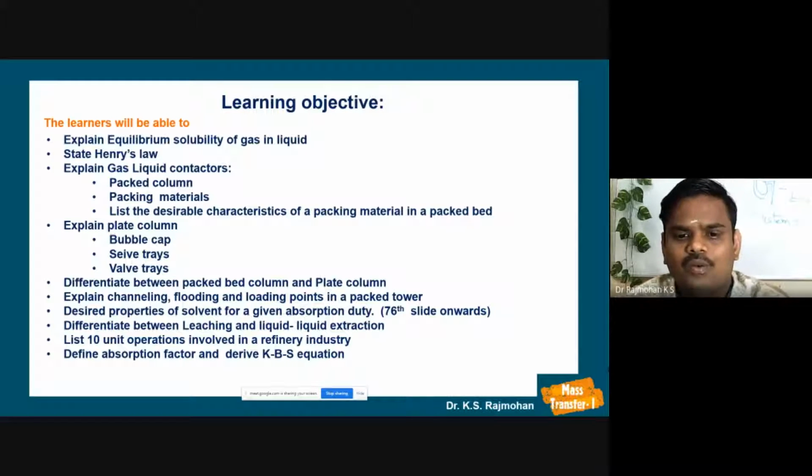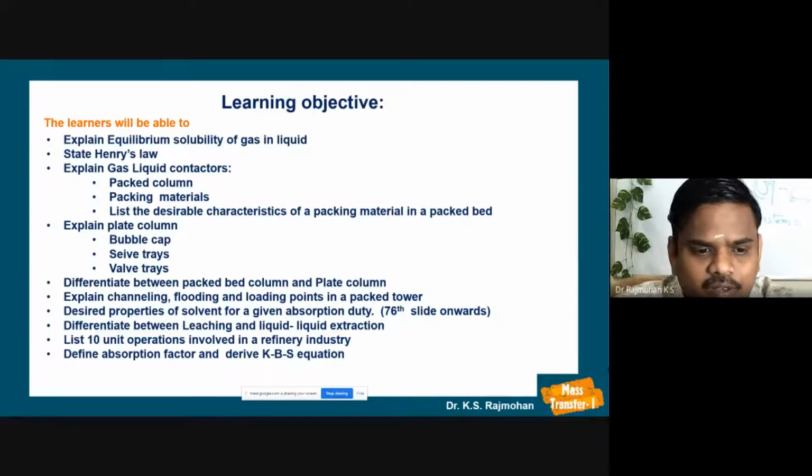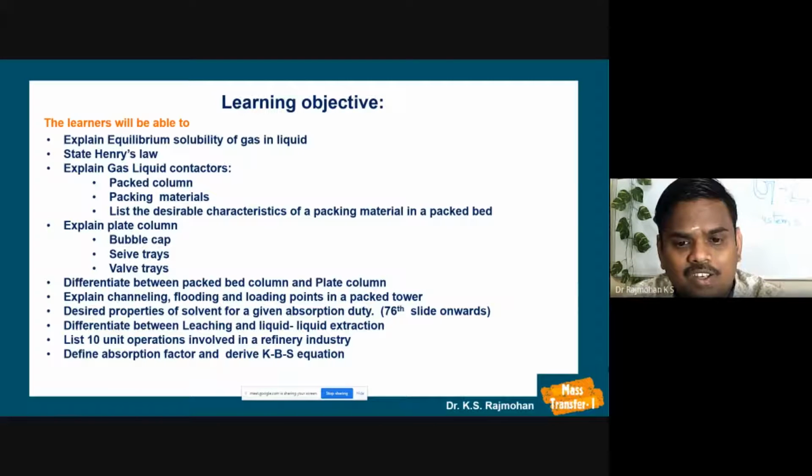Okay, and one should be able to explain what are the problems associated with packed columns as well as plate columns, like what is channeling, flooding, and loading points in a packed tower. Okay, once we move to absorption, for absorption we make use of a solvent, liquid solvent. So what should be the desired characteristics of a solvent for a given absorption duty, one should be able to explain. Okay, also the learner will be able to explain, differentiate between what is leaching and what is liquid extraction.